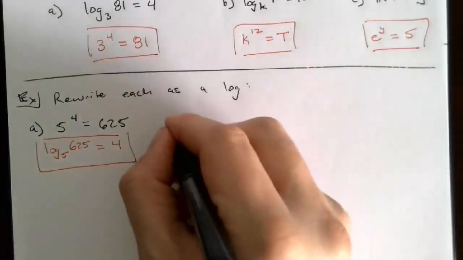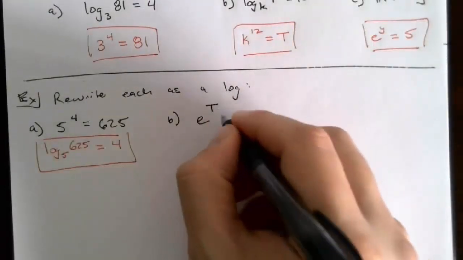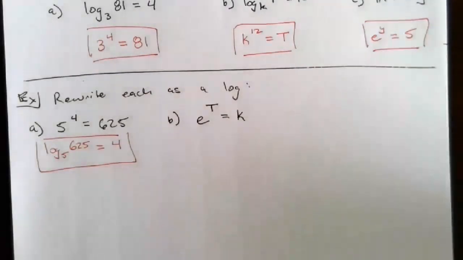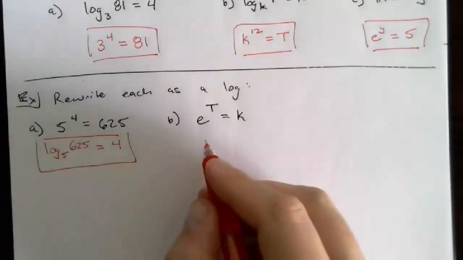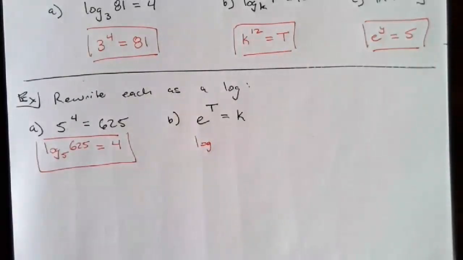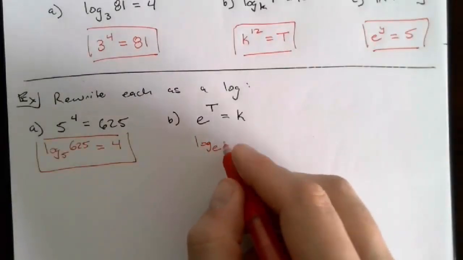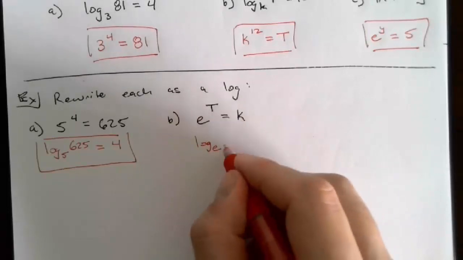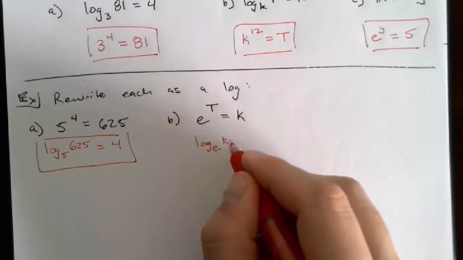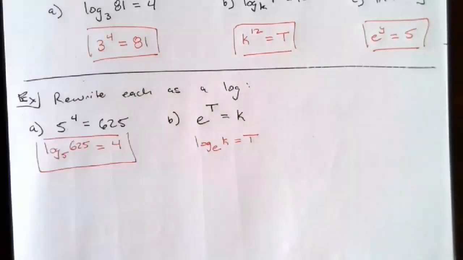If I said, for the next one, if I have e to the t equals k. Well, again, we know we want to write it as a log, so I'd start with log, and then ask yourself, what's the base? Well, the base here is e. So it's log base e, which in a minute we'll rewrite as natural log, because log base e is natural log. But it's log base e of, well, what's the argument of the log going to be? It's equal to whatever the exponential is equal to. So it's log base e of k. And this equals, remember, logs always equal the exponent, so it's equal to t.